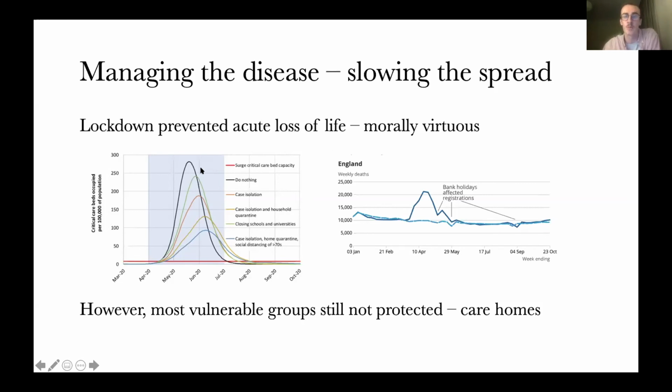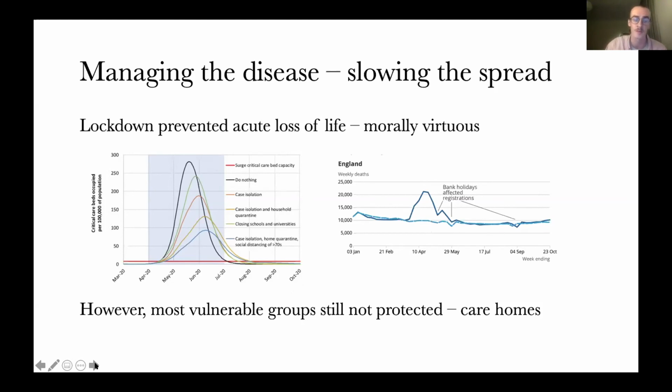And actually, the lockdown ultimately did work in preventing this loss of life to some degree. What I put here on the right is the weekly deaths. Obviously, there was an excess of deaths over the yearly baseline. But ultimately, the lockdown did help slow the pandemic and prevent acute loss of life. And this is certainly a morally virtuous thing to do.